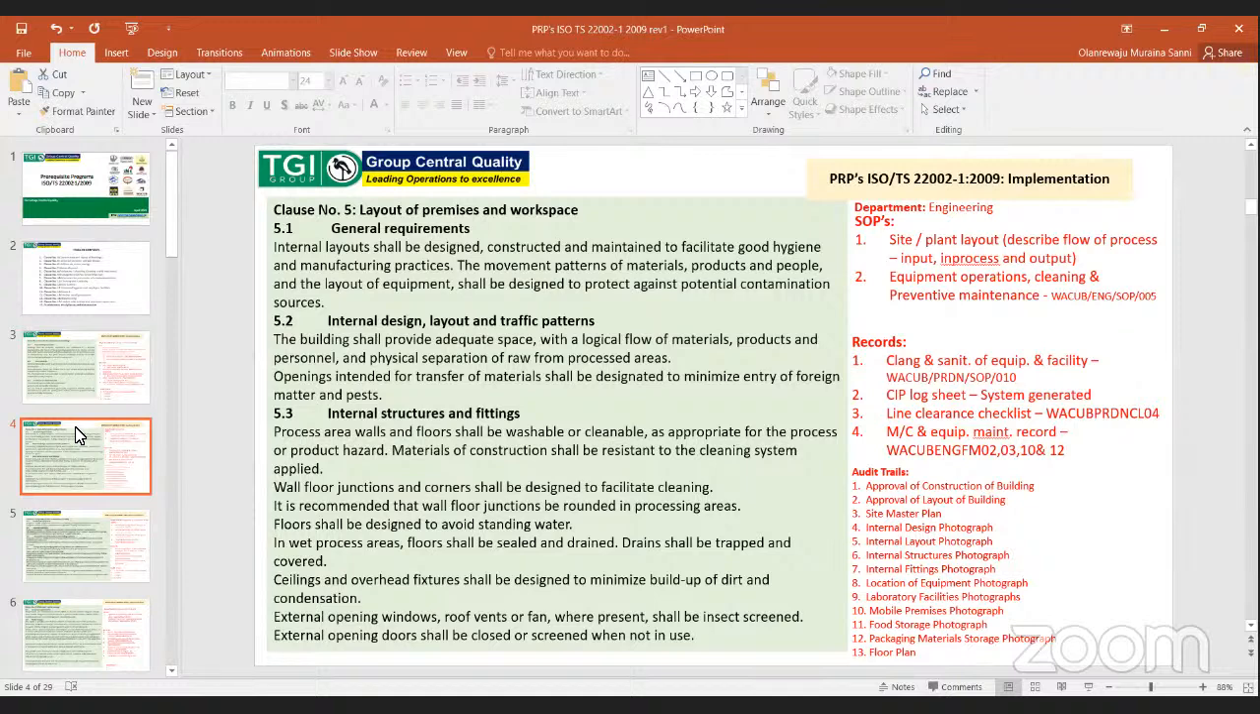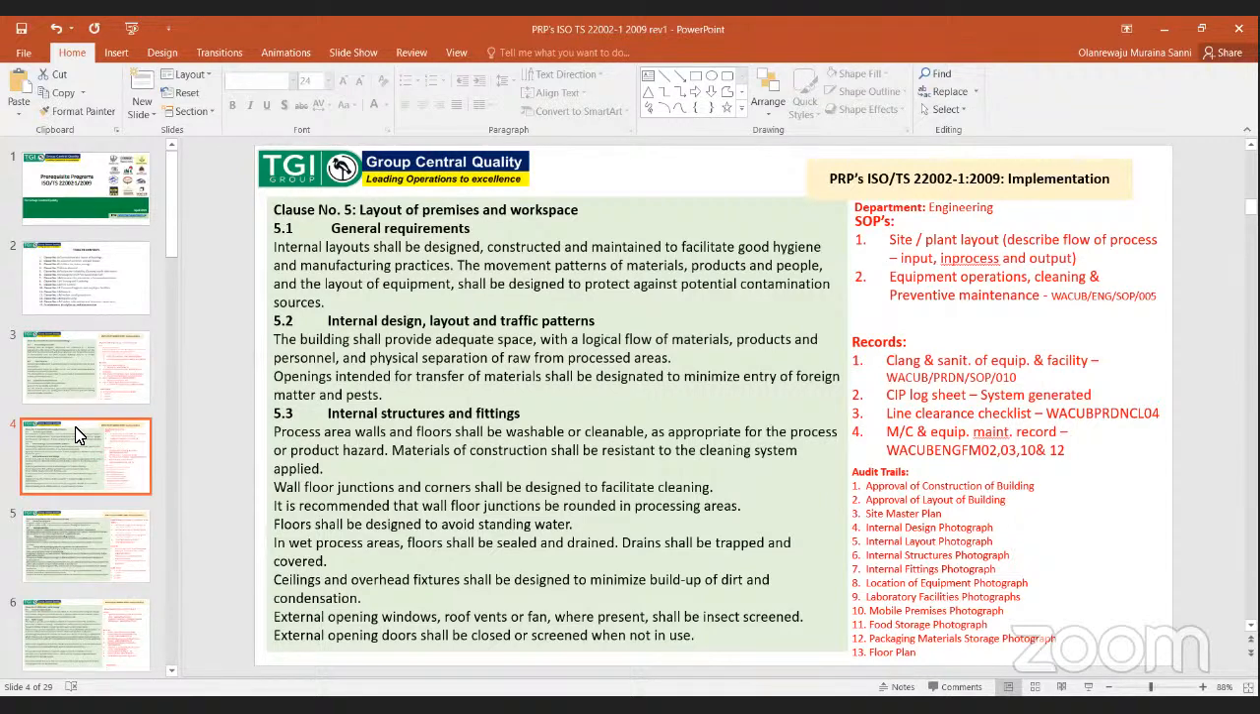We have the cleaning and sanitation equipment record, which is done by production department. We have the CIP log sheet, which is generated system-wide. We have the line clearance checklist by production, which is CL04. We have machine and equipment maintenance record. That is engineering FM02, 3, 10, and 12.